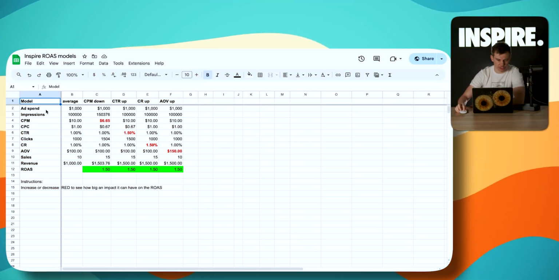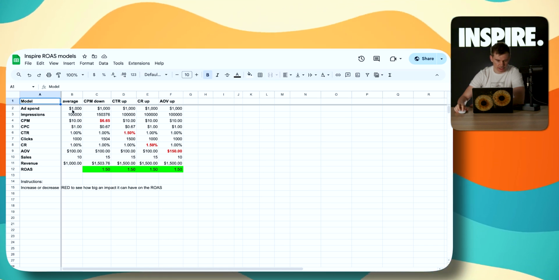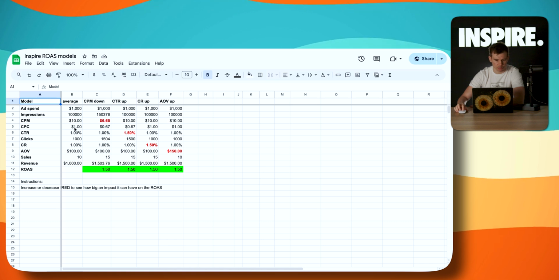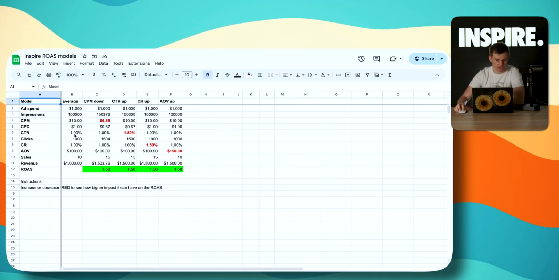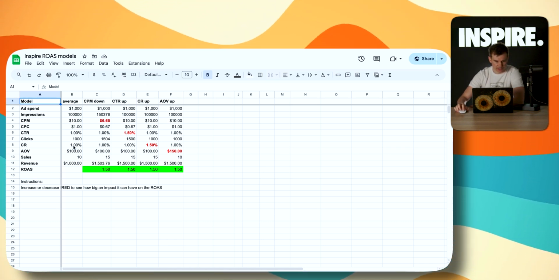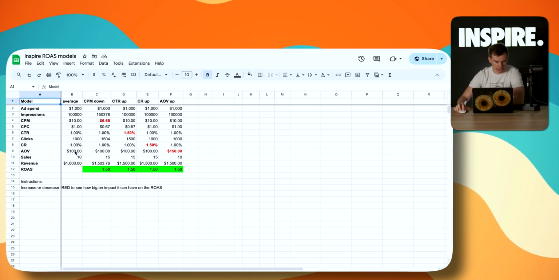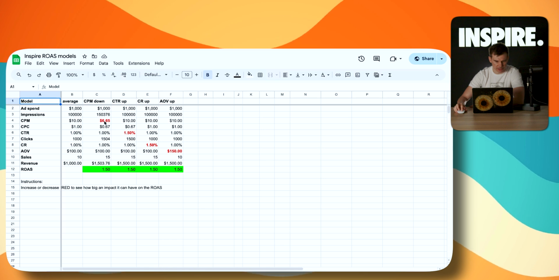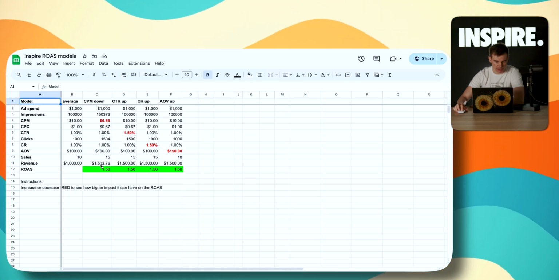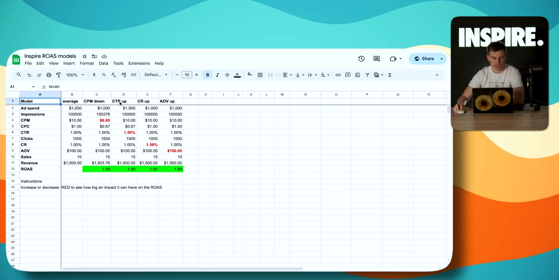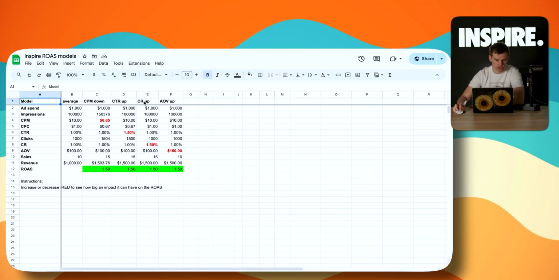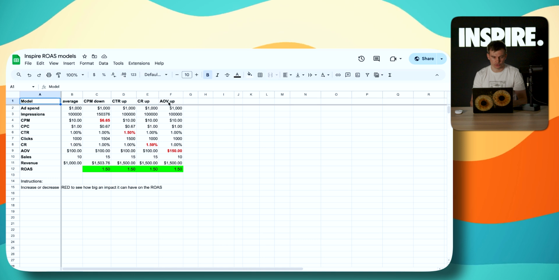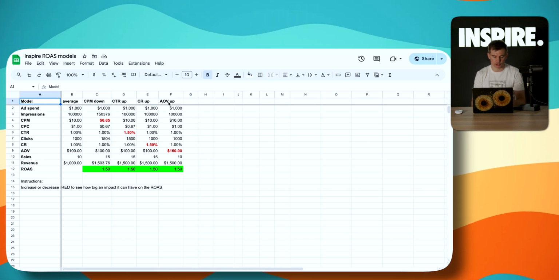So here's the sheet. So basically this is average. Let's say we spend 1K, we have $10 CPM, $1 CPC, 1% click-through rate. We got 1,000 clicks, 1% conversion rate, AOV is 100. So basically the revenue is this. But what happens if we decrease our CPMs? Automatically ROAS is up. The same thing happens if we improve our click-through rate or conversion rate or AOV by 50%. Now it's up to you to decide and to evaluate what makes more sense to focus on.